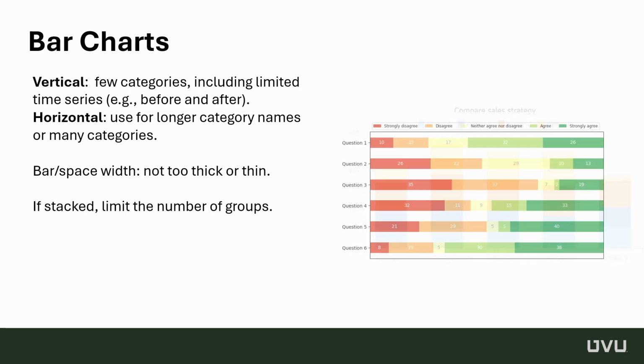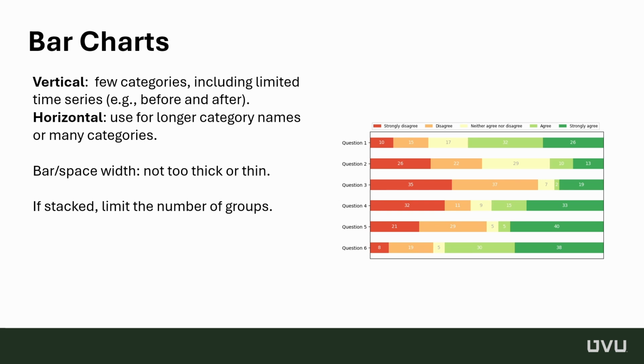Let me show you a clever example where using a bit of color helped with a 100% stacked bar chart. Here we've got 6 survey questions, and the responses came in the form of a 5-point Likert scale, strongly disagree to strongly agree. And because of the color scale used in this visual, it's pretty easy to point out that question 3 had the most disagreement, and question 6 had the most overall agreement.